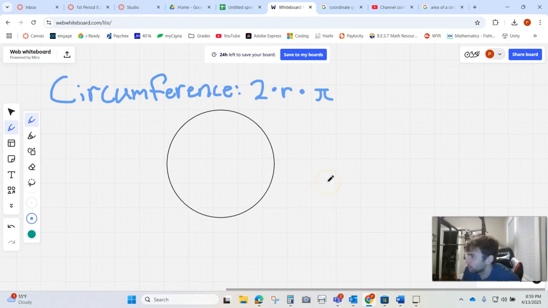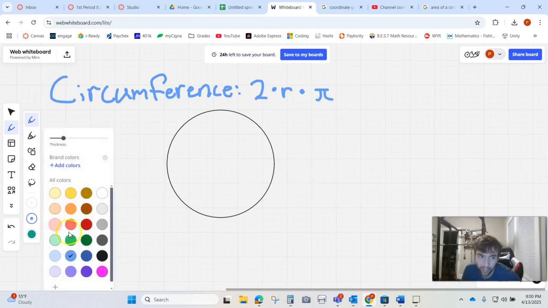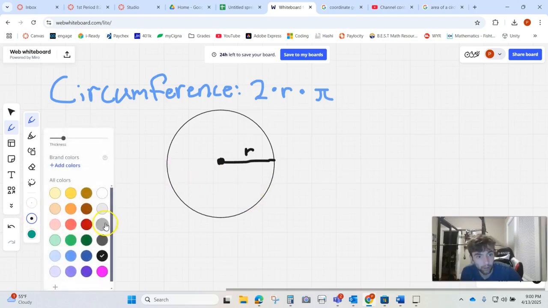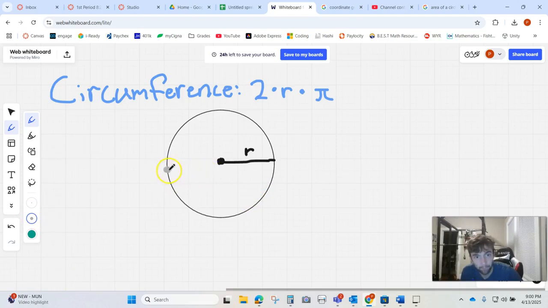Wait, hold on. Mr. Bertram, what is a radius again? That is an excellent question indeed. The radius is the distance from the center of the circle to the edge. That's the radius. What's all the way across a circle? Do you remember what that's called? Yep, that's diameter. Radius is halfway across the circle. Diameter is all the way across the circle.